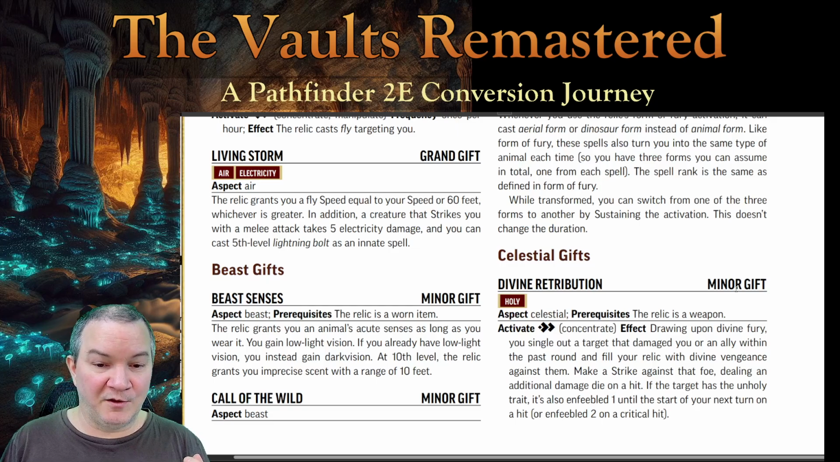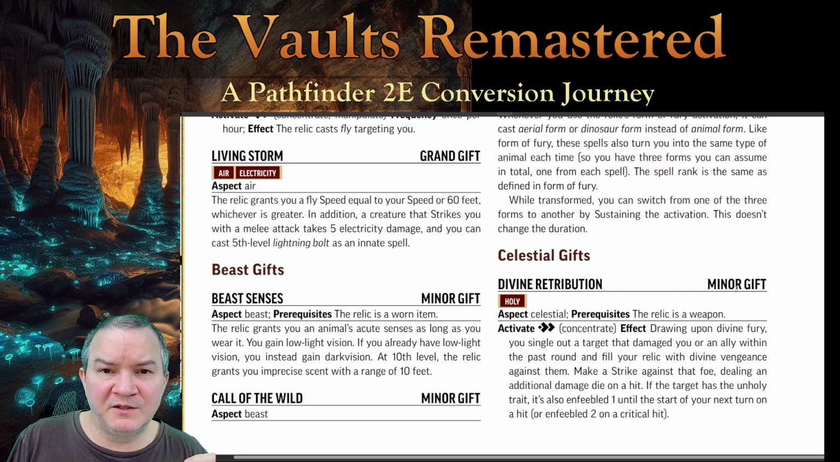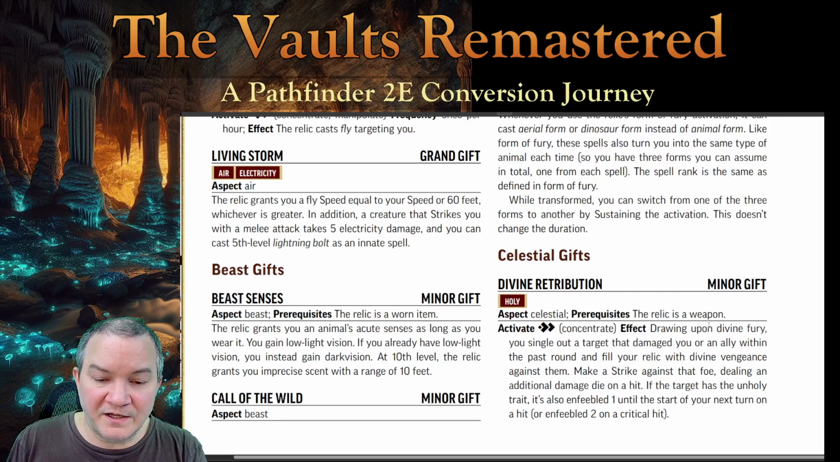Perhaps the relic itself is not the weapon, but it's been attached to a weapon. That's certainly possible in the case of some of these items that I've come up with for my player characters. But if you take a look at it, it has a 2 action activation. You draw upon Divine Fury. You single out a target that damaged you or an ally within the past round, and fill your relic with Divine Vengeance against them. Make a strike against that foe, dealing an additional damage die on a hit.